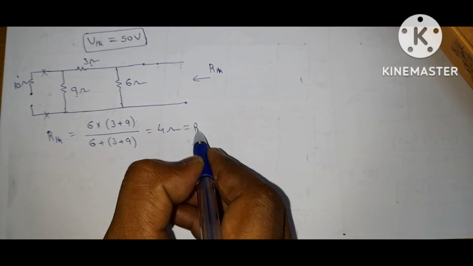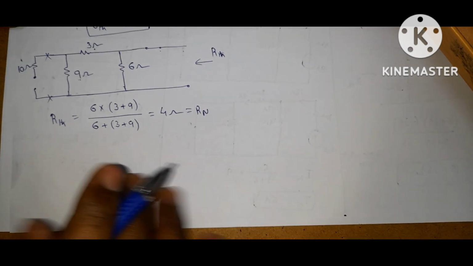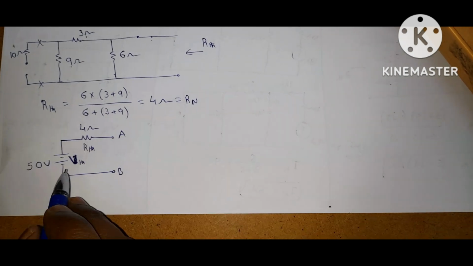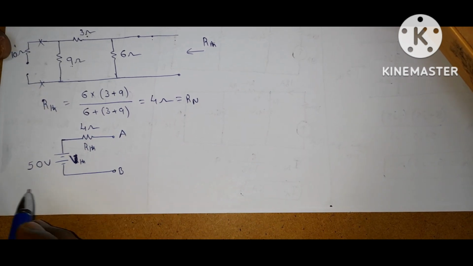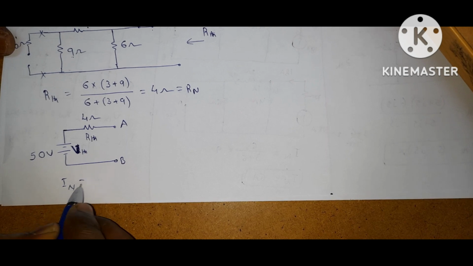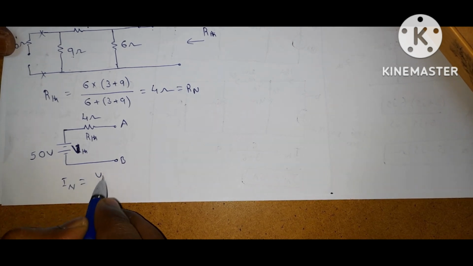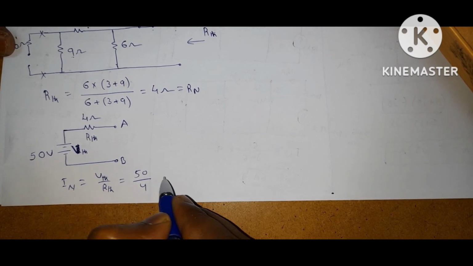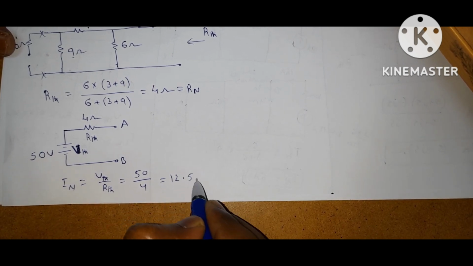You can take this as R Norton. So the Thevenin equivalent circuit across AB is like this. If you want to find the Norton, I Norton is equal to VThevenin by RThevenin, 50 by 4, equal to 12.5 amps.